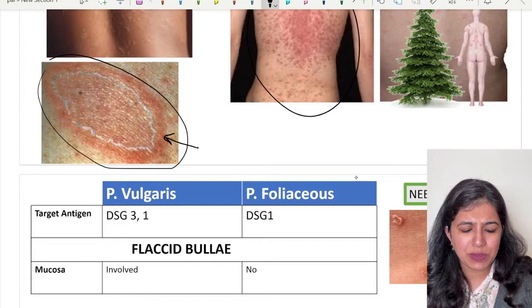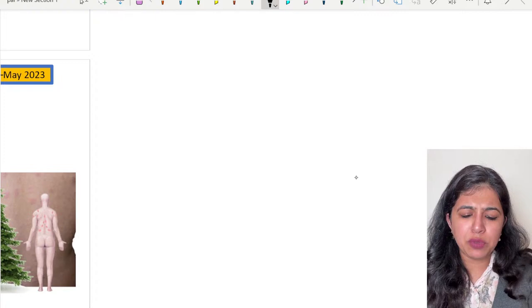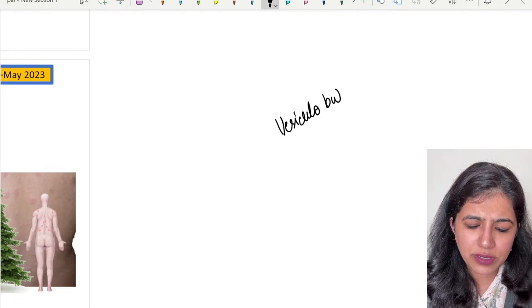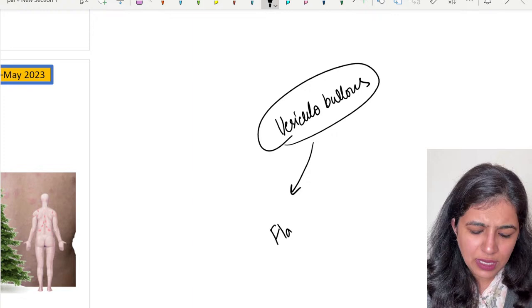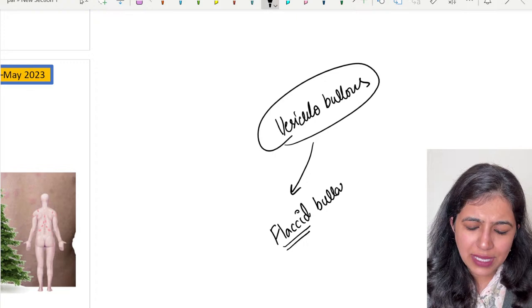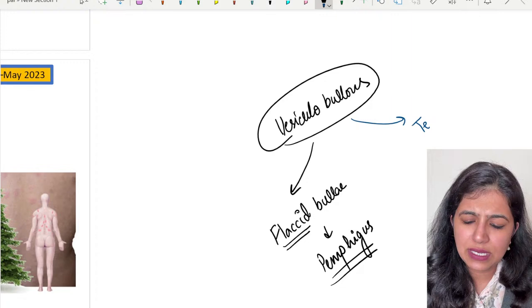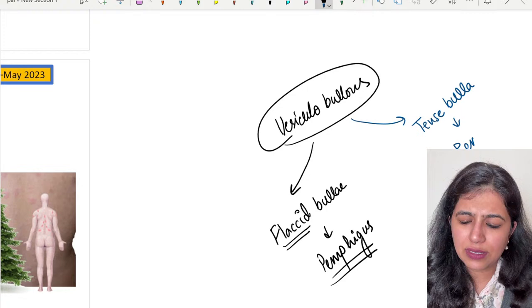Next, we come to immunobullous disorders. When we talk about vesiculobullous disorders, first thing that you have to know is if the question says that a patient is presenting with flaccid bullae, that means the disease is pemphigus. If it says patient presents with tense bullae, the disease is subepidermal pemphigoid.